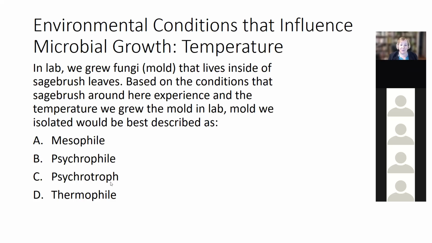Now we have people picking psychrotrophic. That is also a correct answer because the conditions that the sagebrush lives at fit within the psychrotrophic range. In this case, mesophile and psychrotroph overlap. So we would have to do further testing to see which temperatures it really prefers. And if you pick thermophile, that's okay. We didn't grow them at quite that warm of a temperature, so I would say, yeah, probably not. But that's good for the beginning.